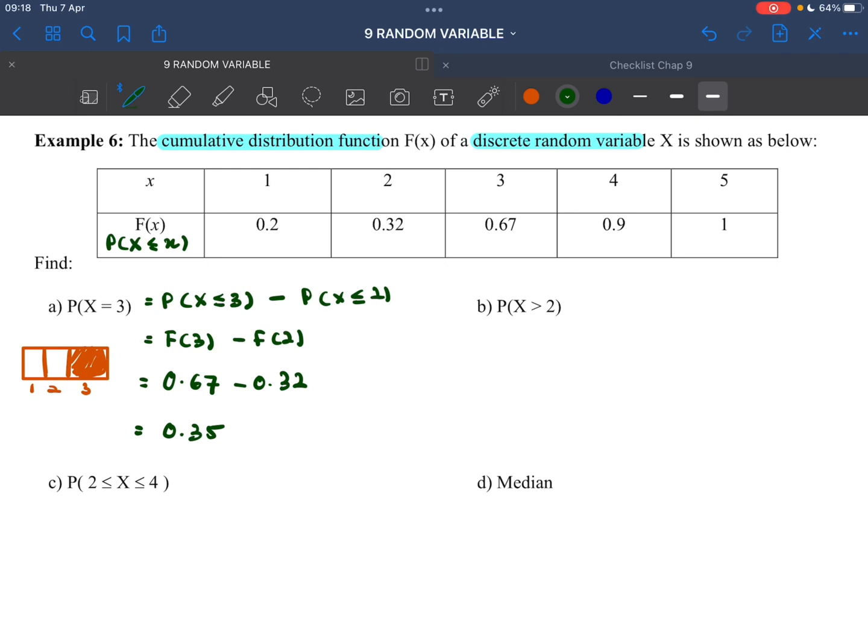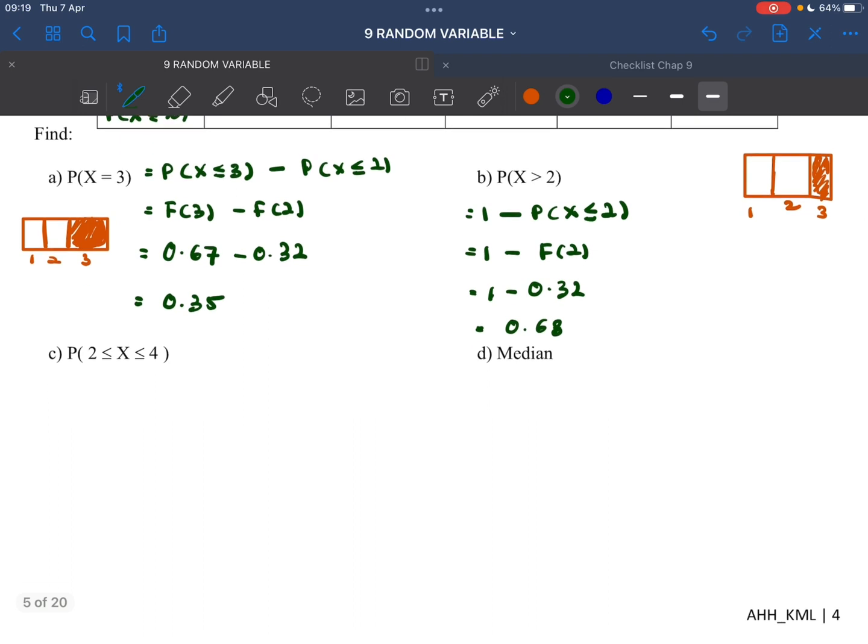Next one, question B, P(X > 2). As I said, if you see greater, the first thing is 1 minus. If you look at the box that we have here, if this is your 2, and let's put another one, 3, 1. The question is X greater than 2, so 2 is not included, and you want this one here. So you take 1, which is the whole probability, and minus what we don't want, the white one here, which is P(X ≤ 2). So here we have 1 minus F(2), which is 1 minus 0.32, and the final answer is 0.68.